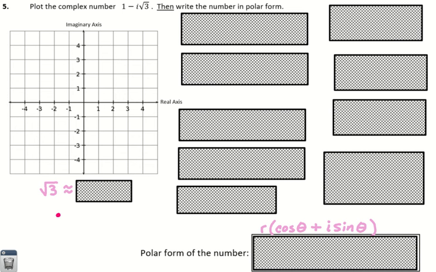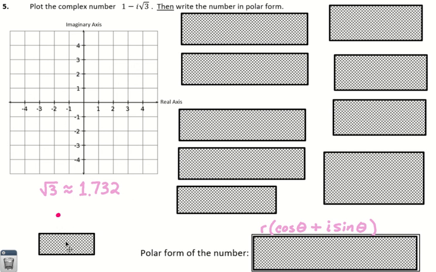Number 5, another two-part question. They want us to plot the complex number first in the imaginary plane here. And since root 3 is approximately 1.732, that means on my real axis I go to 1, and on my imaginary axis I go to negative root 3, which is like, I don't know, there-ish, as long as you're pretty close. So that's part 1, part A, done.